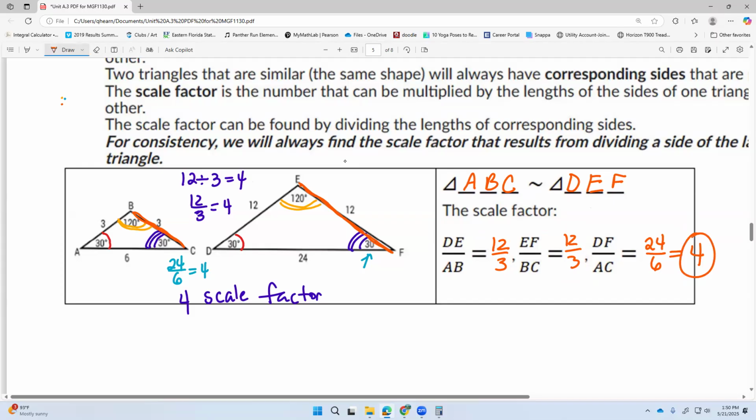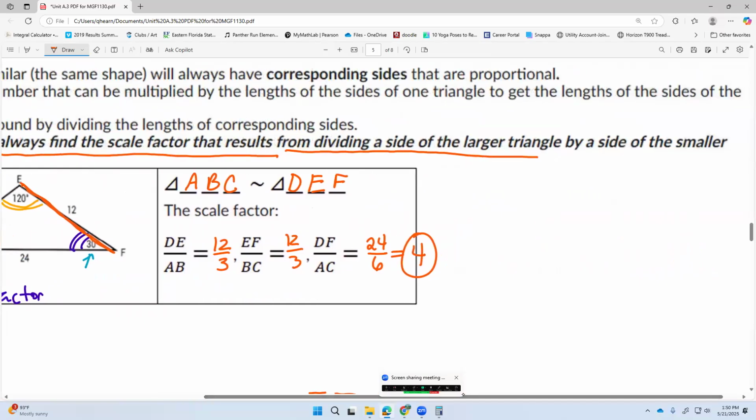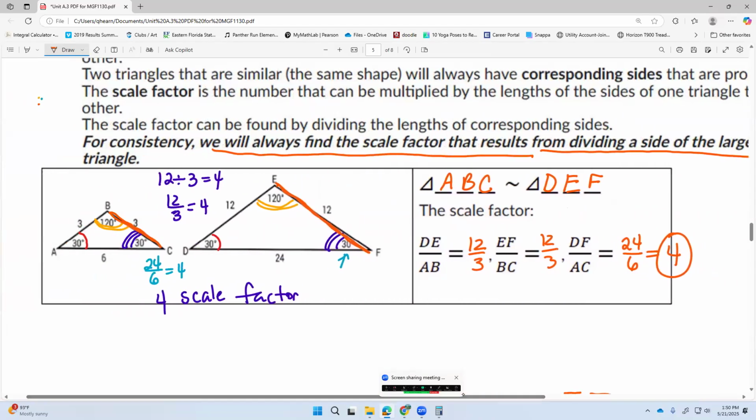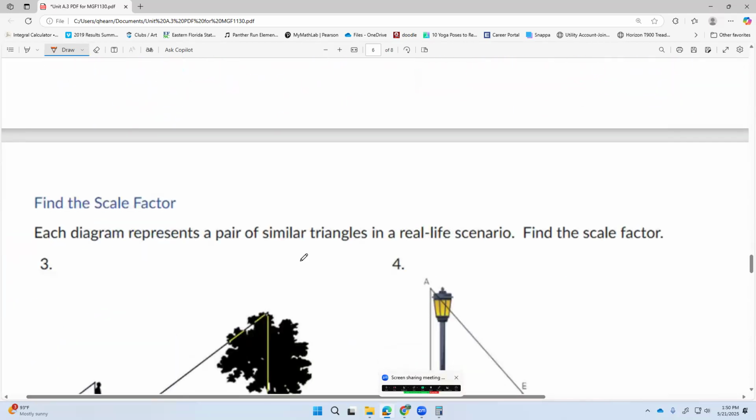Now, really, you can divide the smaller triangle by the larger, but that gives you a fraction, and you have to work things differently. So for consistency, in this class, we're always going to find the version of the scale factor that results from dividing the side of the larger triangle by the corresponding side of the smaller. All right.